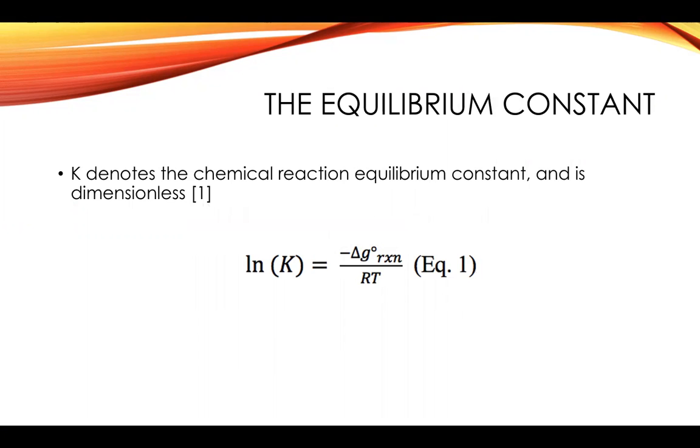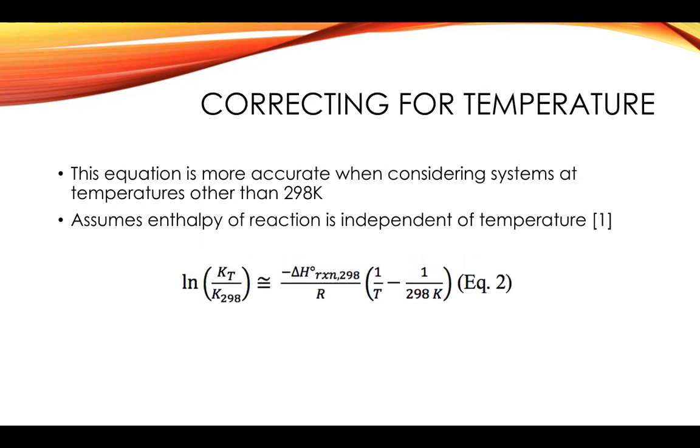However, a common problem encountered when trying to calculate the equilibrium constant is that Gibbs free energies of formation are often listed at 298 Kelvin. For systems at other temperatures, equation 2 can be used to relate the equilibrium constant at 298 Kelvin to that at any temperature in Kelvin.